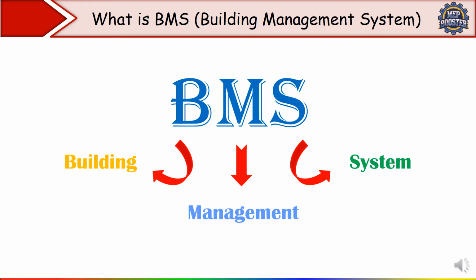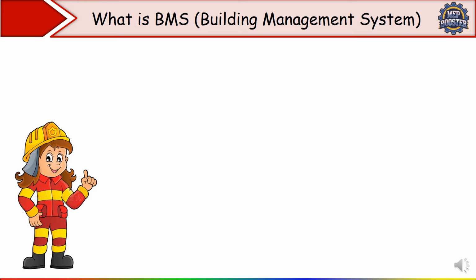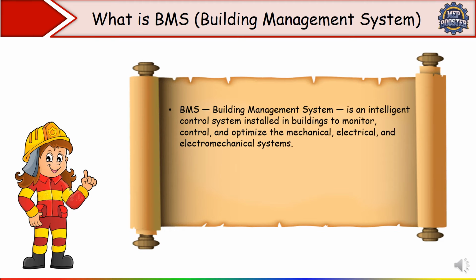The building management system is a centralized and integrated system that monitors, controls and optimizes the mechanical, electrical, plumbing, safety and energy systems within a building. So this is all about BMS. Hope all of you understand. Now I will show you what building management system actually means. See, it is written clearly.